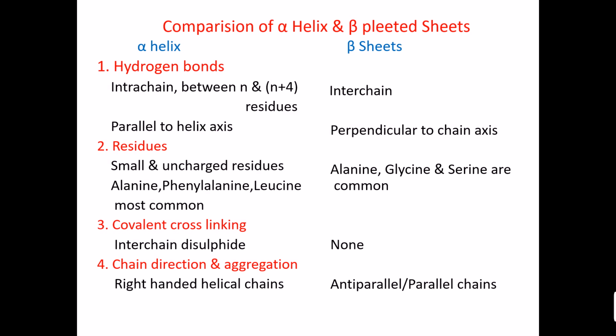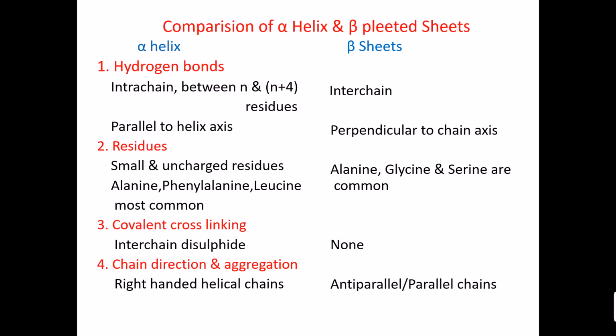Now the next point, number 3, is covalent cross-linking. In alpha helix there are interchain disulfide links, but in beta sheets there is no such covalent cross-linking. Number 4 is chain direction and aggregation. In alpha helix it is right-handed helical chains. In beta sheets it is anti-parallel and/or parallel chains.